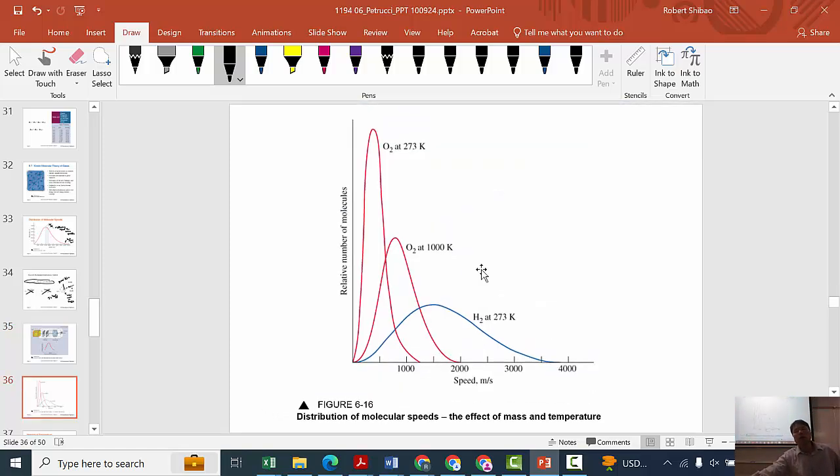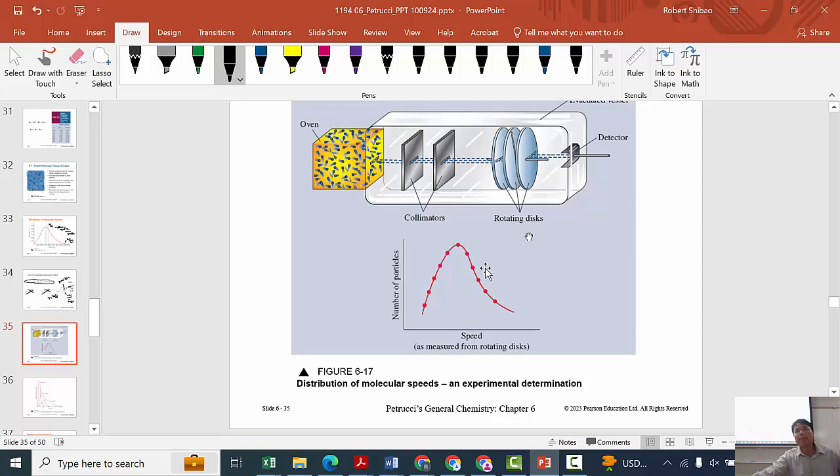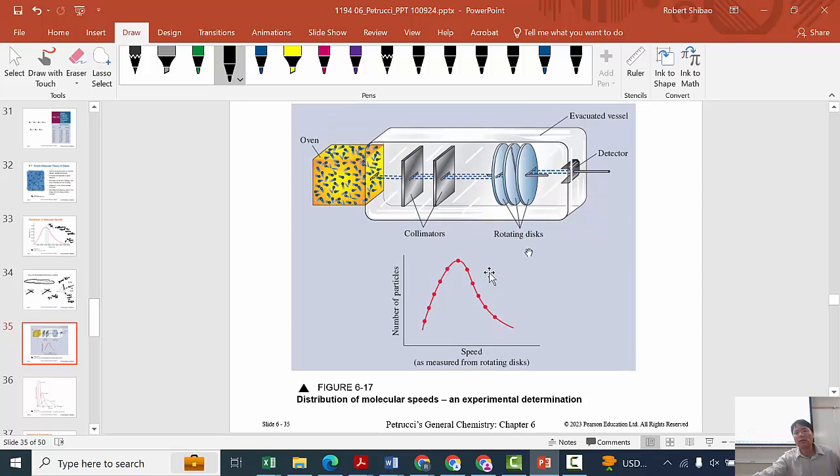When you said evacuated vessels, does that just mean a vacuum? Yep. Yeah, we need a vacuum here so that the molecules can travel in a relatively straight line. If it's not a vacuum, then what happens is there are a lot of collisions.